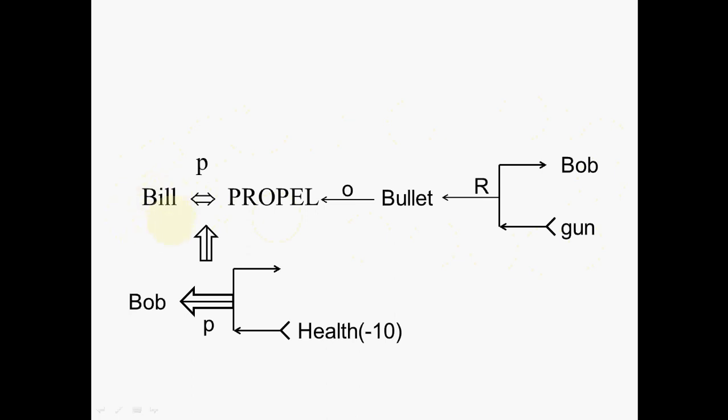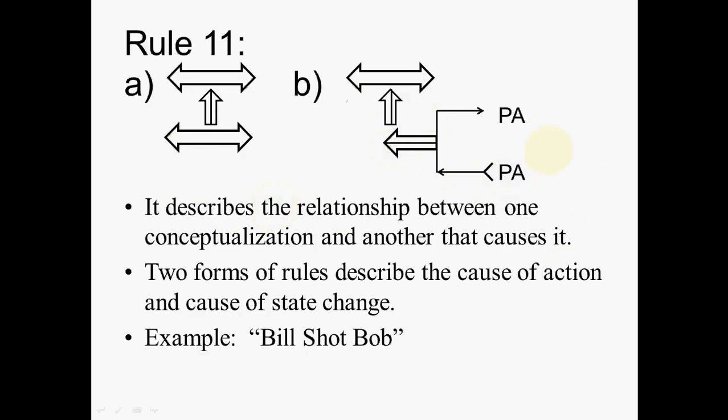So Bill was there, he pulled the trigger, the bullet which was in the gun propelled, and from the gun it went towards Bob and struck Bob. So the recipient of the propel action was Bob, and the object involved in propel was bullet. Clear? Now after this action happened, after this conceptualization happened, the second part describes the state change.